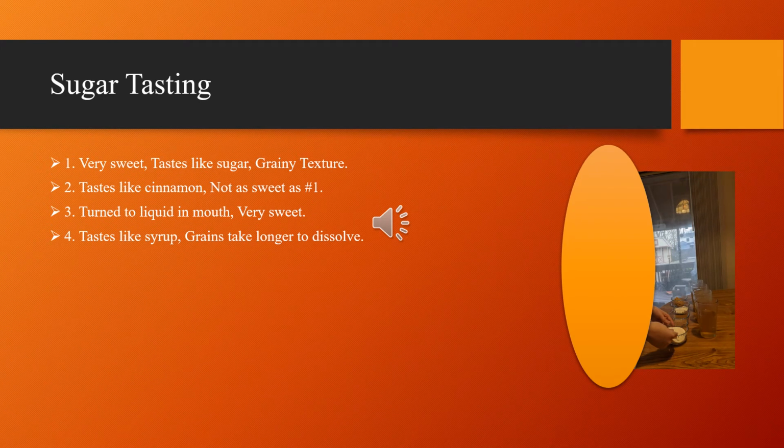So, on this slide, I tasted all of the sugars that I used, and this picture on the side had me in it, my face, so I kind of had to put a shape in front of myself. But sugar is really sweet, like every sugar is. On to the next slide.